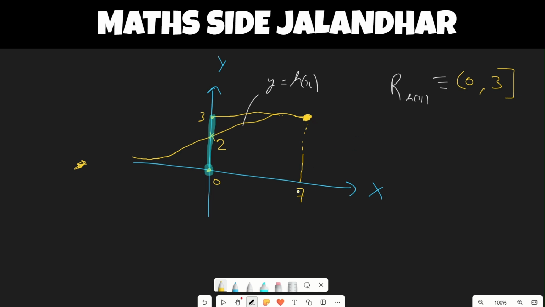So I hope you understand what the range of a function is. I again repeat, range is just the y-axis.